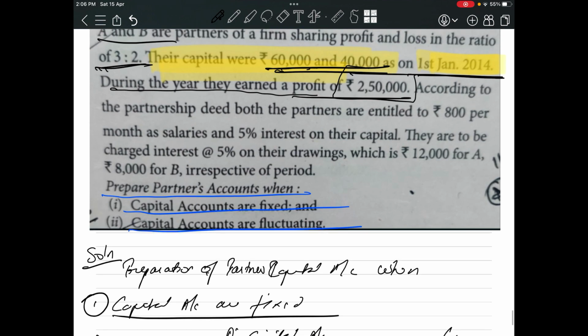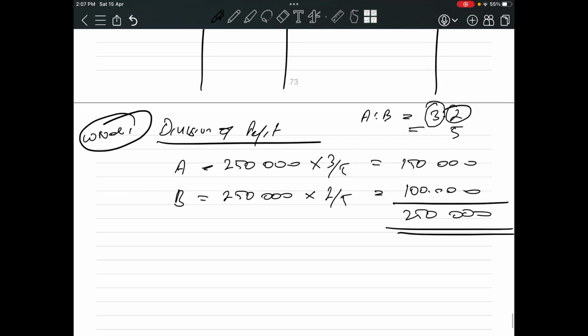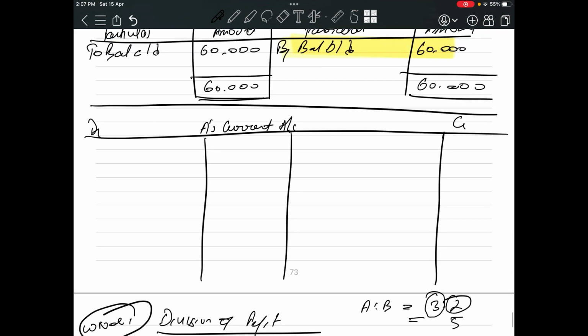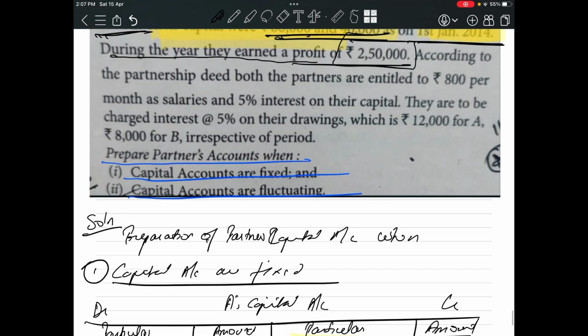So first let's write all the working notes. Then after that we will prepare the current account and capital account.